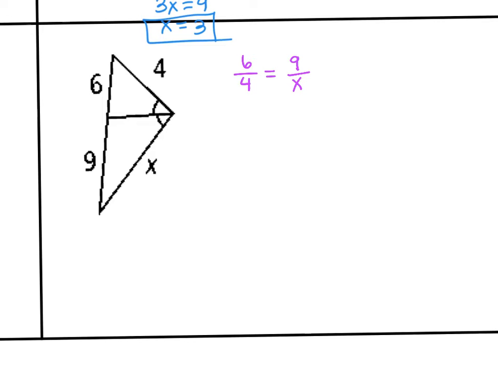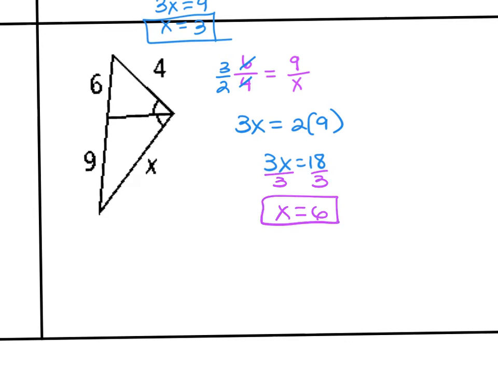What happened? So, we're going to do 3 over 2. Good. Then we do 3x equals 18. Good. And then we do 6. Good. Anybody set it up different?